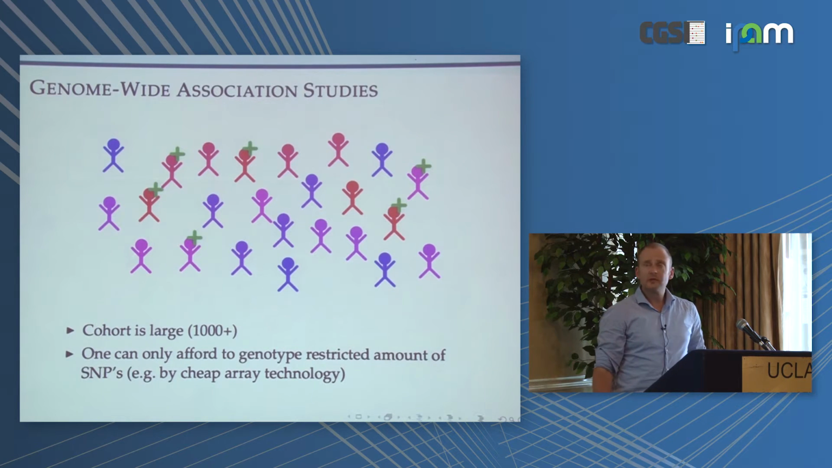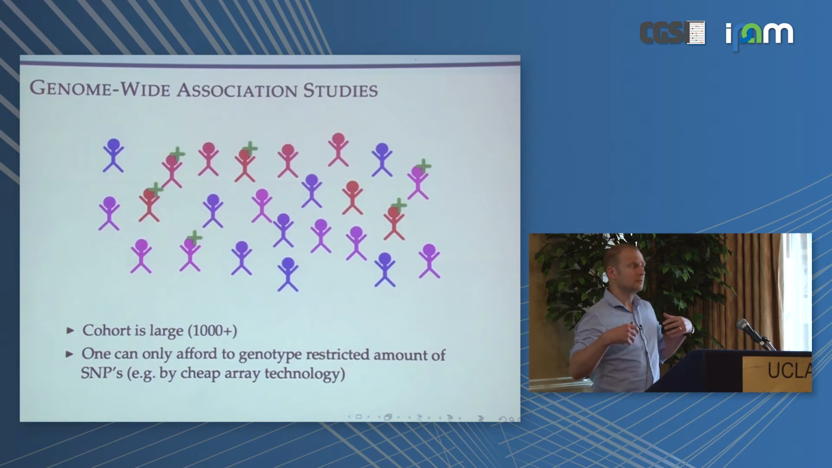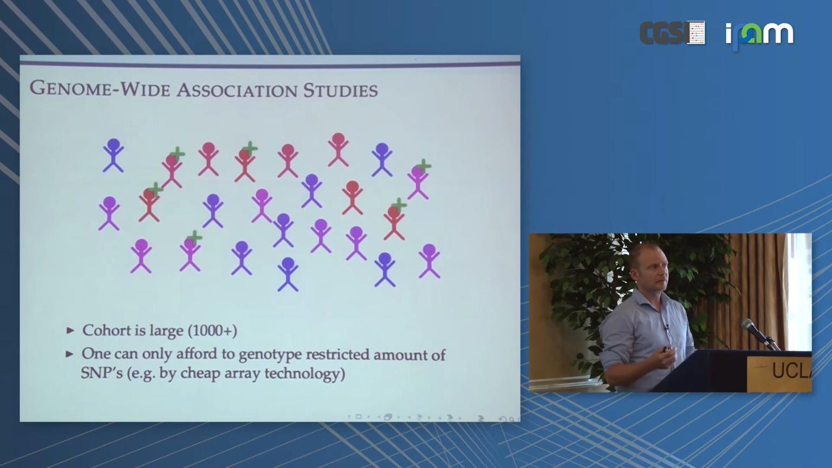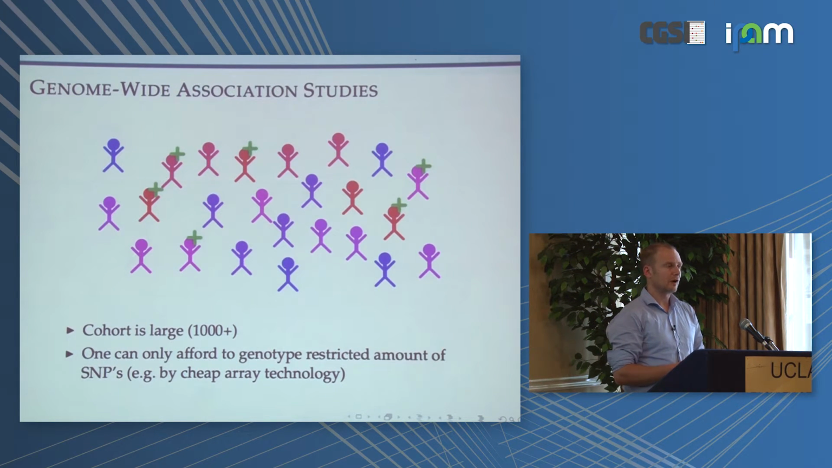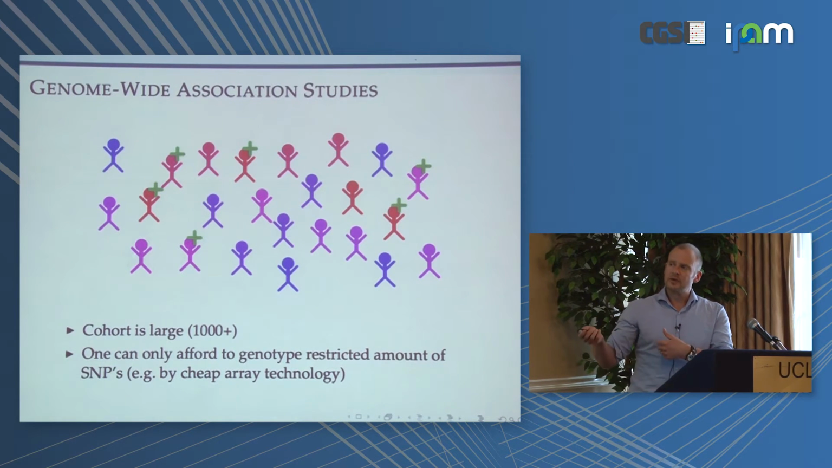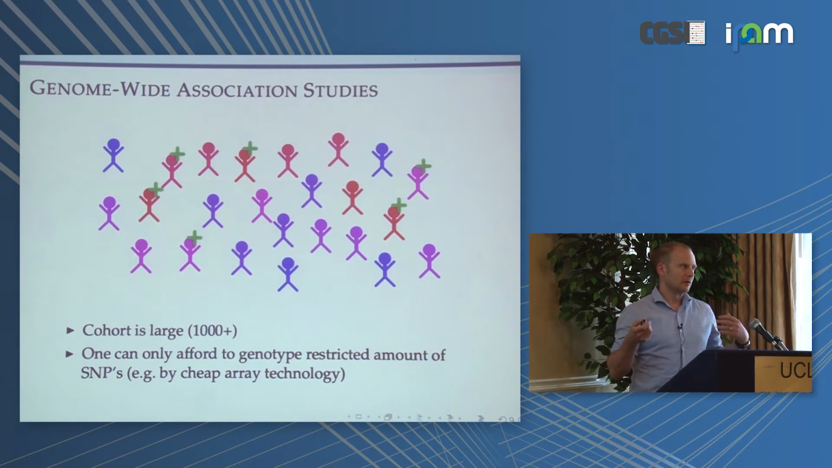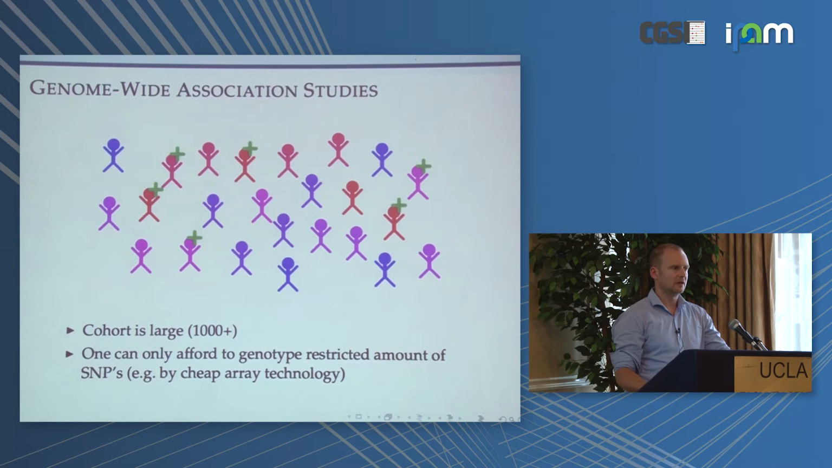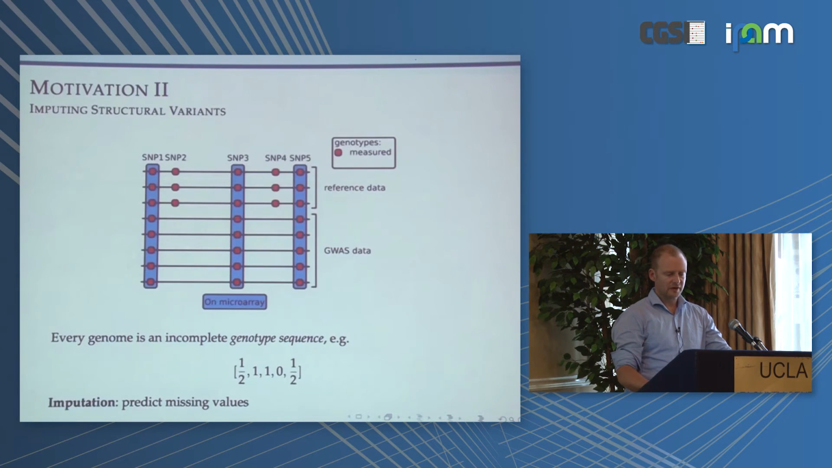You don't want to sequence all these people. Possibly you would like to only genotype a restricted amount of SNPs by cheap array technology and then impute the genotypes of the other variants. We learned in the very first talk of this meeting how to do this. And then we impute all the other variants, and then we have a lot more variants that you can possibly associate with the disease, which is very helpful.